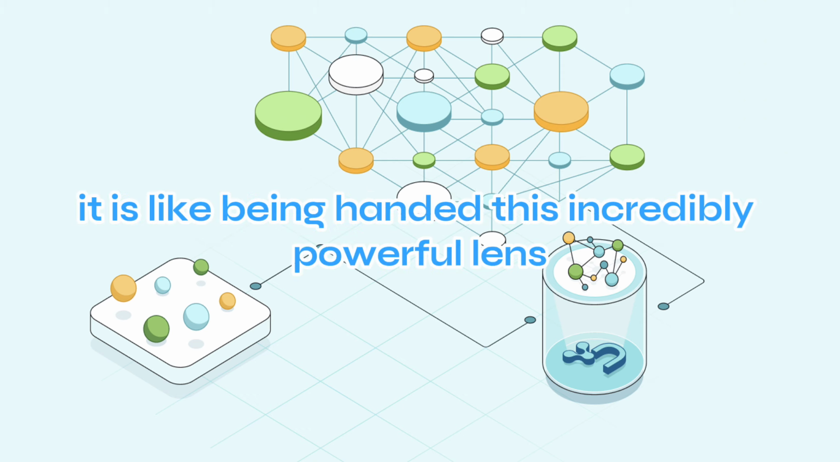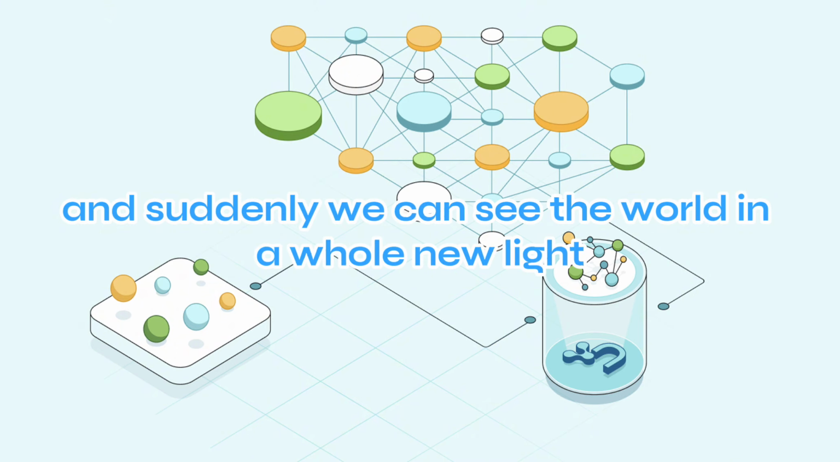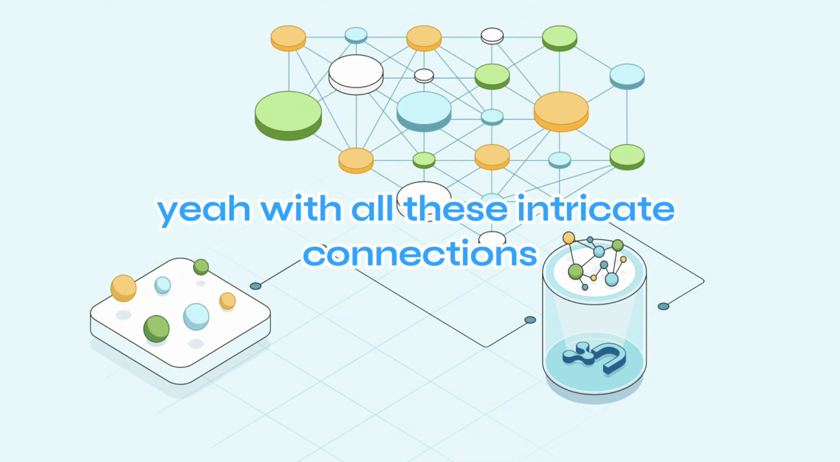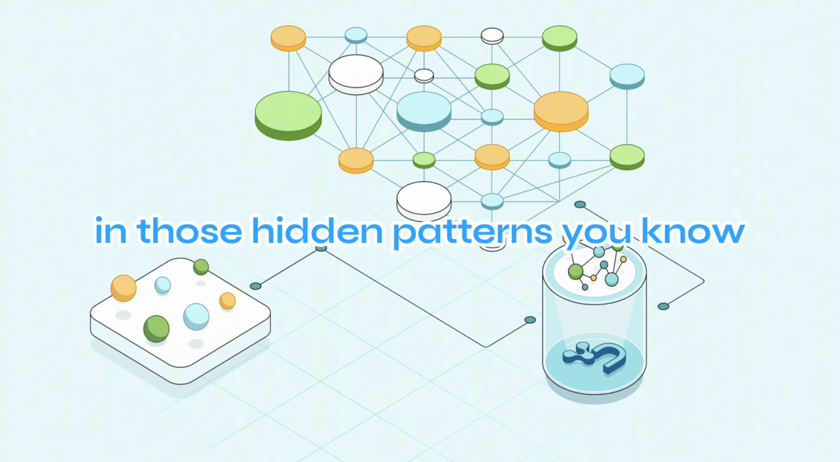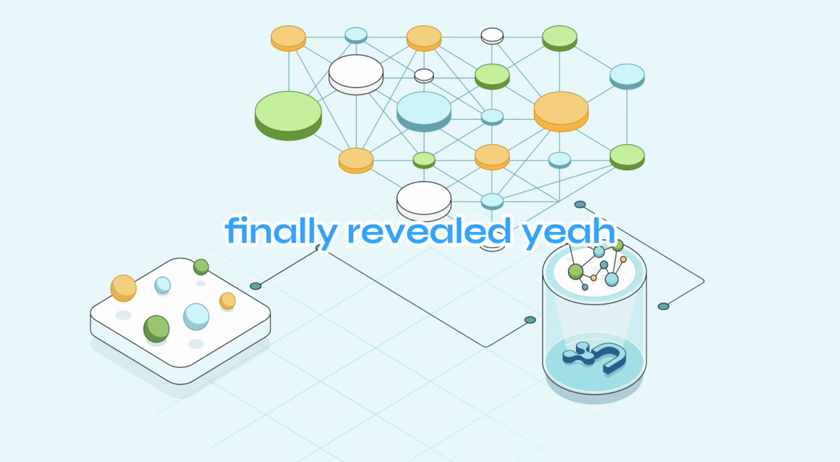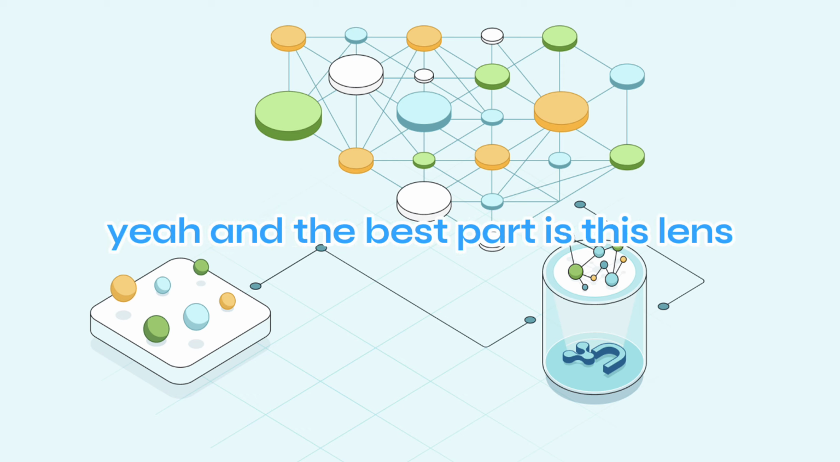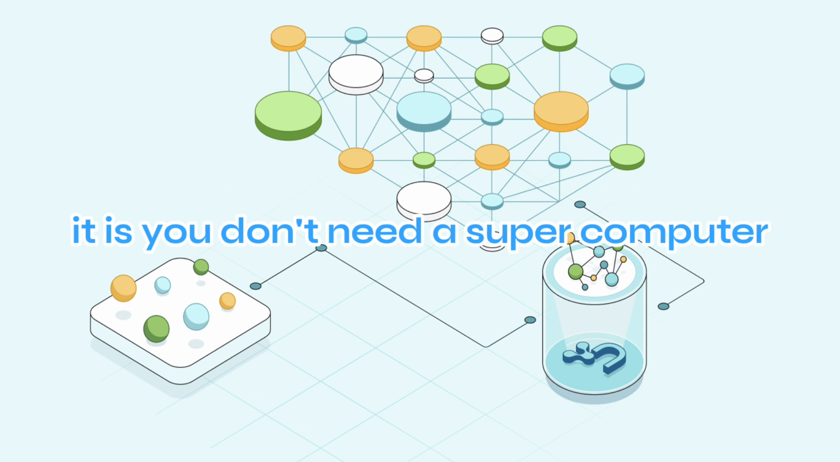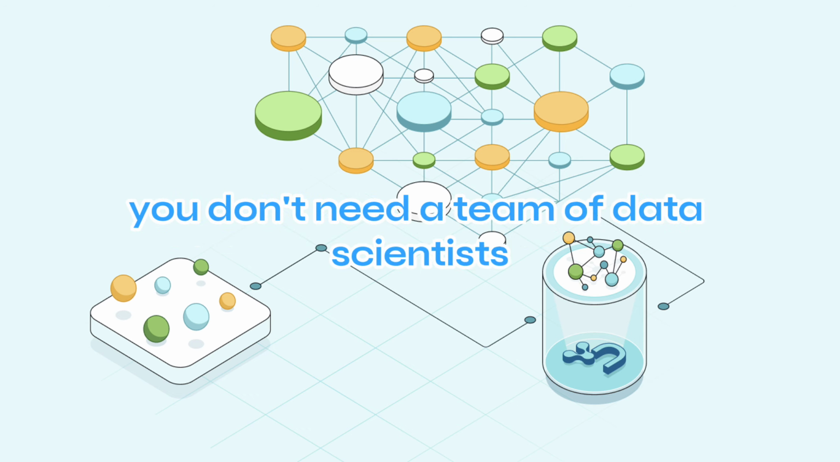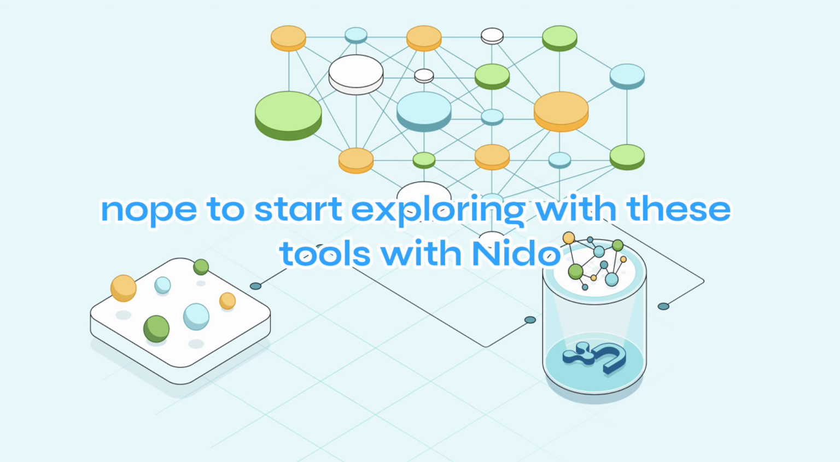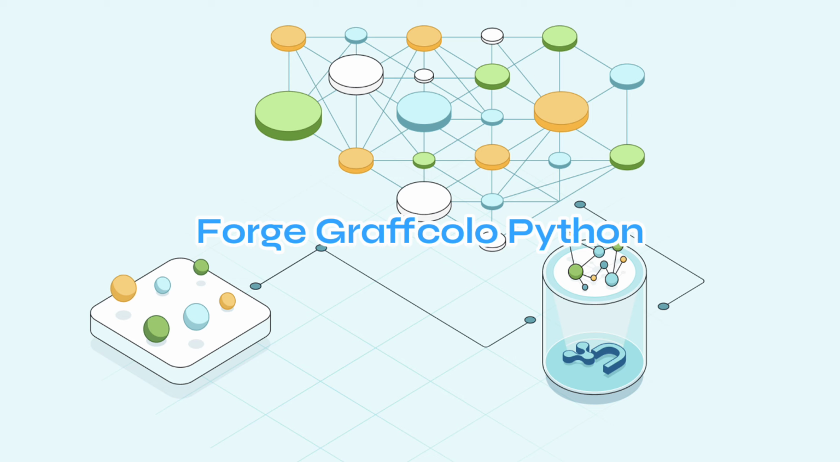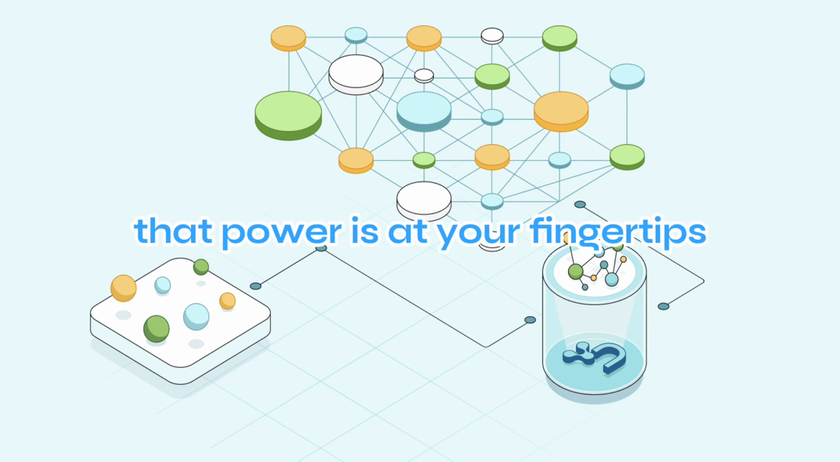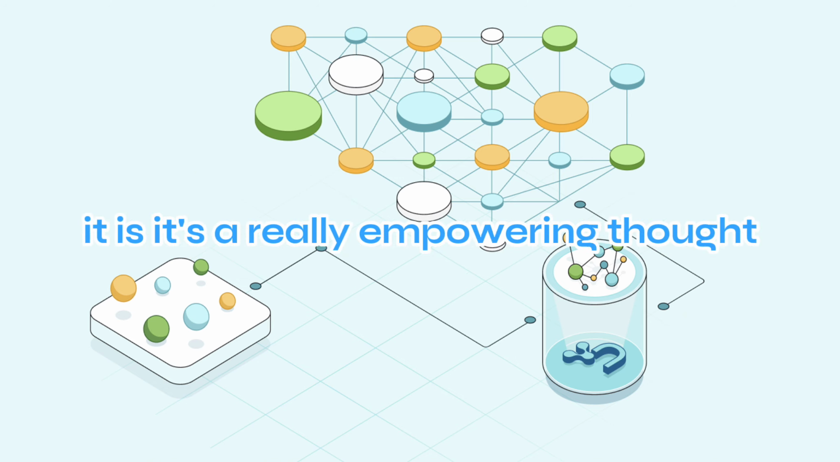Almost. It is like being handed this incredibly powerful lens, and suddenly we can see the world in a whole new light. With all these intricate connections and hidden patterns finally revealed. And the best part is this lens is available to everyone. You don't need a supercomputer. You don't need a team of data scientists to start exploring with Neo4j GraphQL. That power is at your fingertips. It's a really empowering thought.